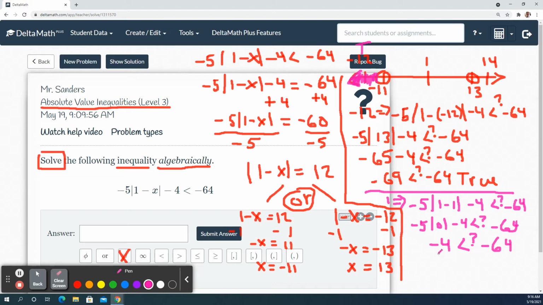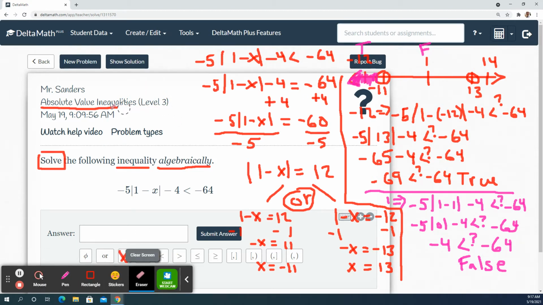Is negative 4 less than negative 64? No, that is false. Negative 4 is greater than negative 64, so this is a false area. We don't shade false. And then let's go ahead and do the last one.